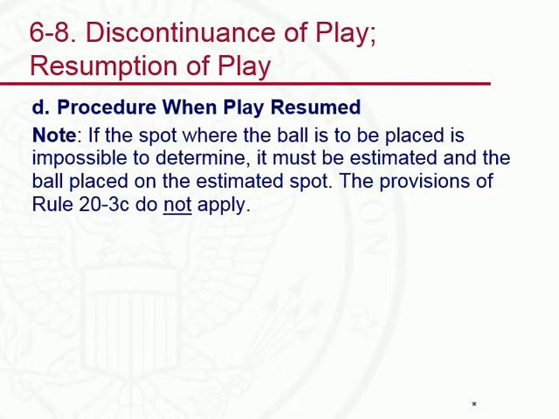We'll get into Rule 20 in a later presentation, but 20-3C outlines the parameters for what happens when a spot is not determinable. And in that case, those provisions do not apply, and when, in this case, upon resumption of play, if the spot is impossible to be determined, it must be estimated and the ball placed on the estimated spot.